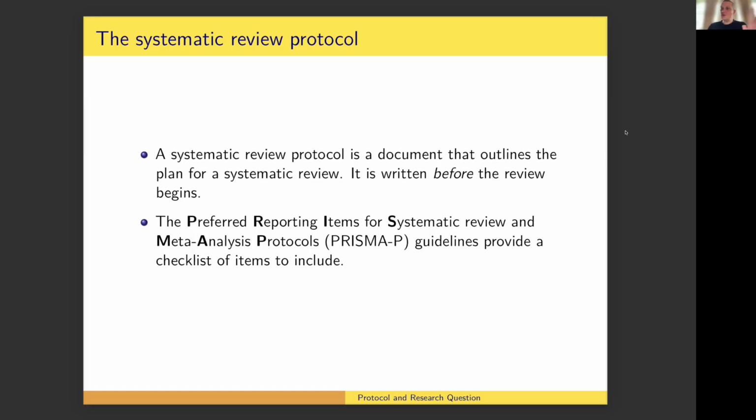It's good practice in all science to pre-register your research questions before you see the data, and that is also the case for systematic reviews. The preferred reporting items for systematic review and meta-analysis protocols, PRISMA-P, provides guidelines and checklists for the items that you should include in your protocol.